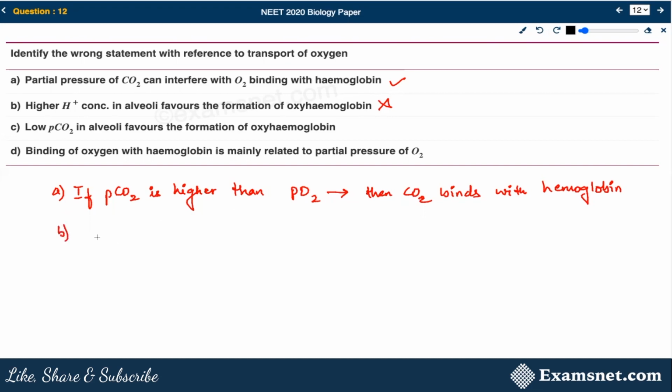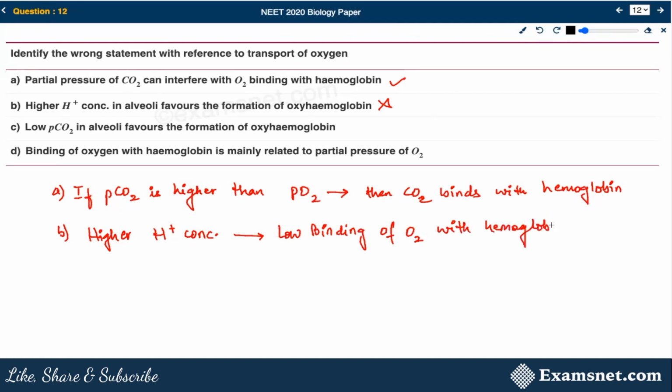So we can say that if there is a higher hydrogen ion concentration, then this will result in low binding of oxygen with hemoglobin. Clear? So this is the wrong statement. We have found the wrong statement, but let us look into the other statements as well.